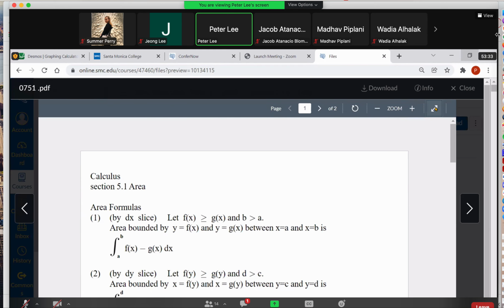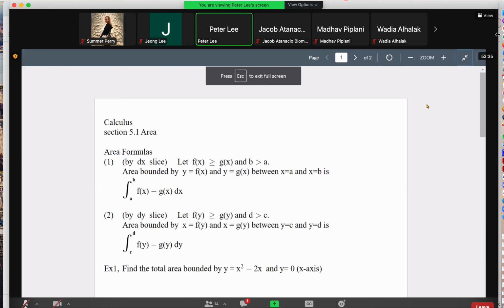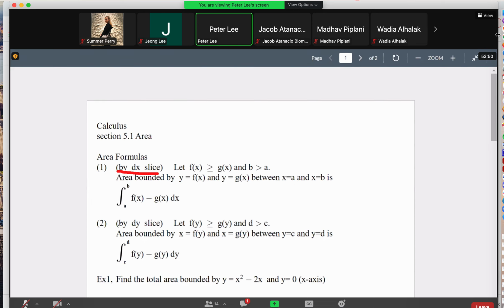Okay, so why don't we now cover the topic of area? This topic was somewhat covered in chapter 4, but now we get into it in more detail. The hard part of this section is that there are two ways of slicing it: this is by dx slice, and this is by dy slice. I have all these formulas here, but instead of going through all of them, why don't we just get into the problems specifically, okay?